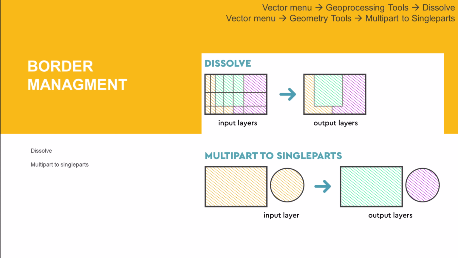The Multipart to singleparts tool in QGIS splits multipart features in the input layer into singlepart features. The attributes of the output layer are the same as the original ones but divided into single features.